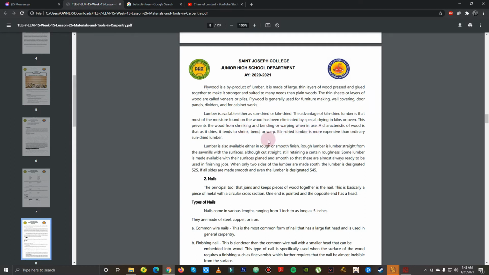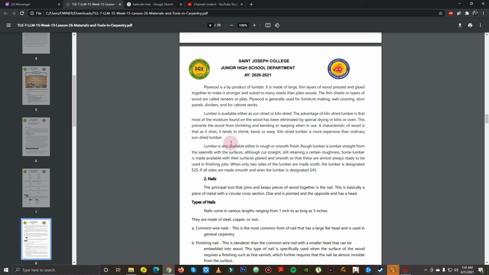A characteristic of wood is that as it dries, it tends to shrink, bend, or warp. Kiln-dried lumber is more expensive than ordinary sun-dried lumber. So, ang kiln-dried lumber, mas nindot siya kaysa sa ordinary sun-dried lumber kay 100% completely mawala gyud ang moisture. And if that happens, dili na siya mo shrink, bend, or warp. Unlike sa ordinary sun-dried lumber, dili siya completely mawala gyud ang moisture. Okay? Unless og pila ka months na nimo siya sun-dried, mawala na gyud na ang moisture.